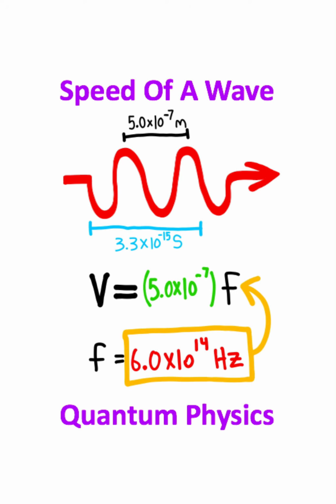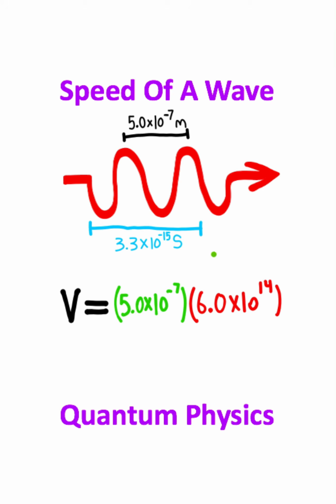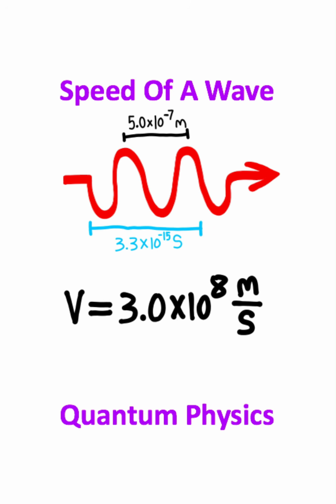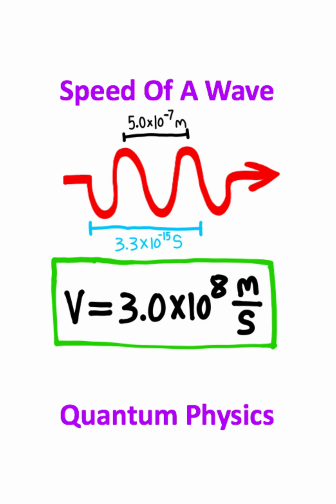And so if we plug this number in for our frequency in this equation, all you need to do is multiply these two values. And the value we end up with is 3 times 10 to the 8th meters per second, and that's the speed of this wave, which is actually approximately the speed of light.